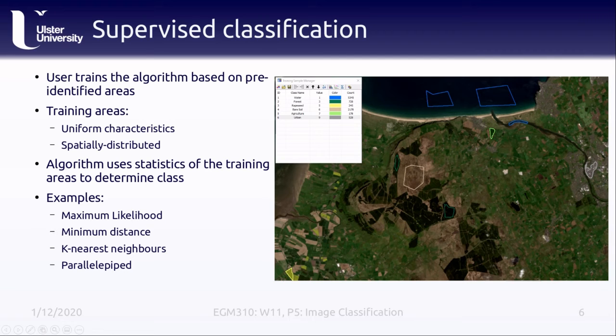Finally, parallelepiped essentially draws a box around the training classes and assigns all of the pixels that fall within each box to that class. For most of the software packages that do supervised classification, such as ArcMap or Erdas Imagine, you can normally look in the Help menu for more information about the different algorithms available.